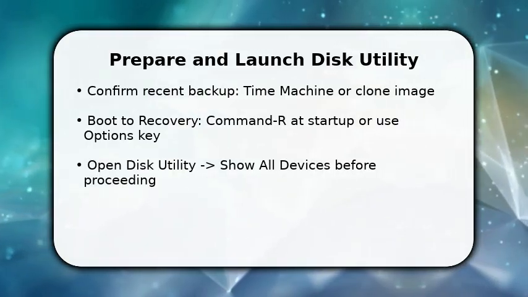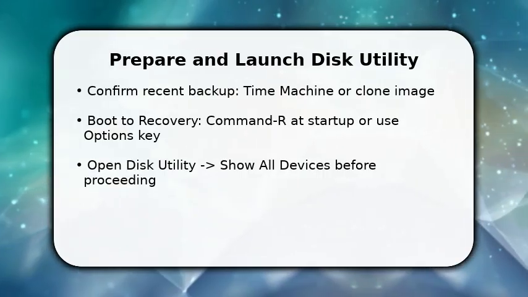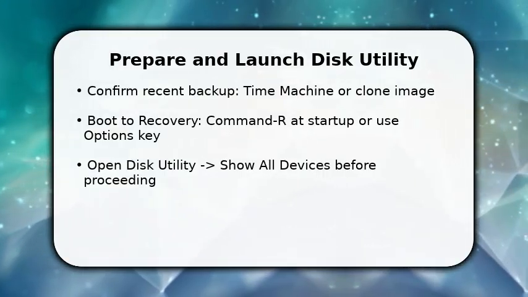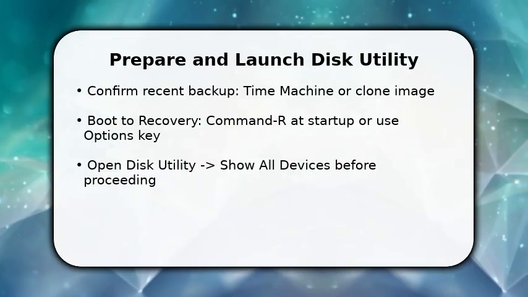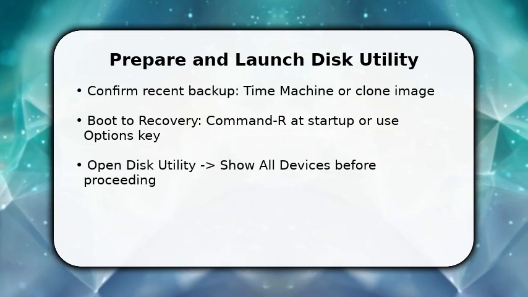Once booted, open Disk Utility and select View, Show All Devices. This exposes physical disks and containers, so you repair the correct target without accidentally erasing the wrong volume. Start with First Aid on the physical disk.